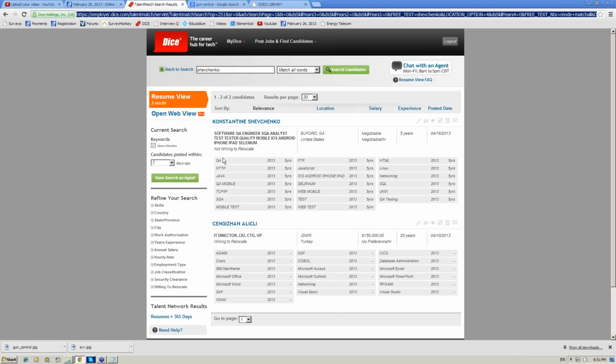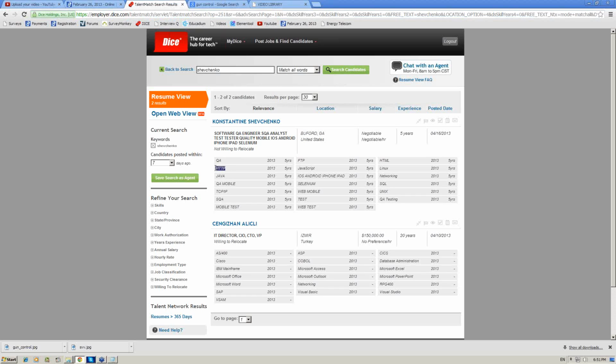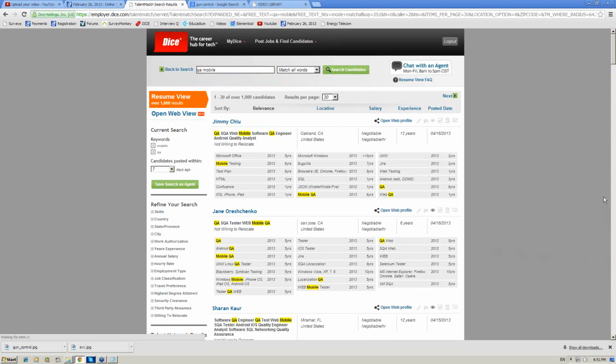Now, in terms of skills, QA, HTTP is a really wrong idea. TCP is a very wrong idea. You can put all the protocols in one field if you wish, but Java, I don't think Java is what you really want. Test, Selenium, Android. You do not have much of QA here. QA, three times QA. Not enough. You really need more of the word QA. So if I say QA mobile, just one day. Okay.